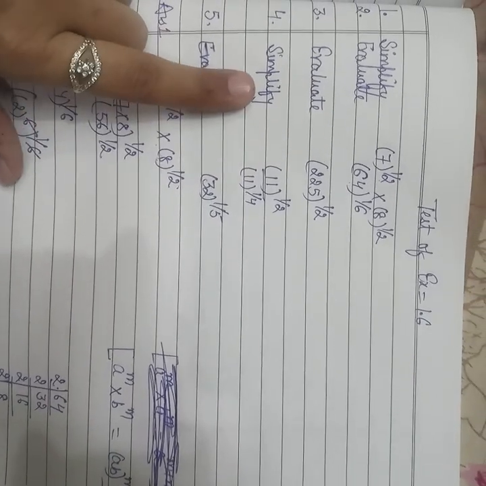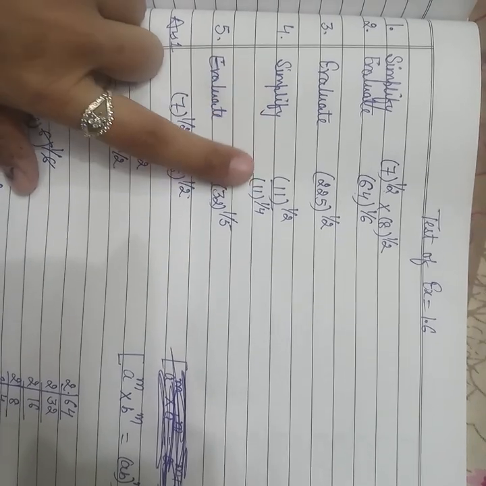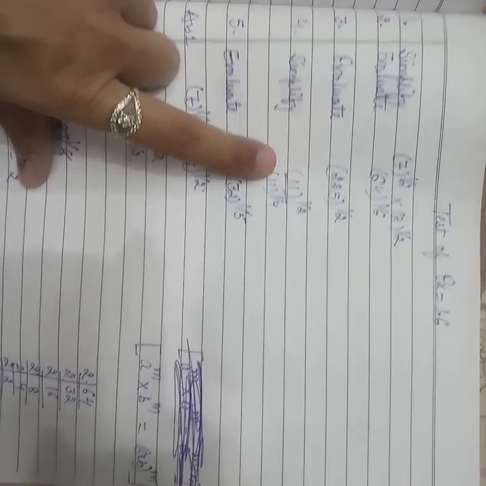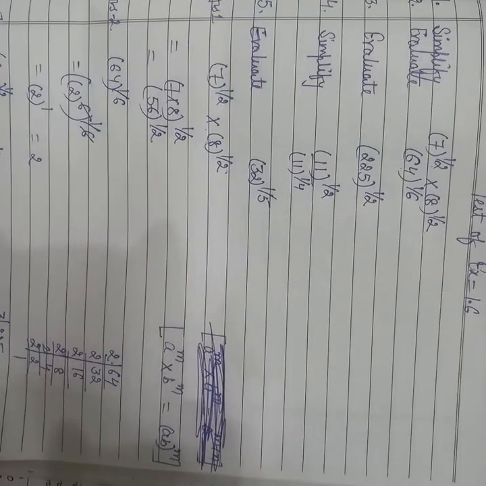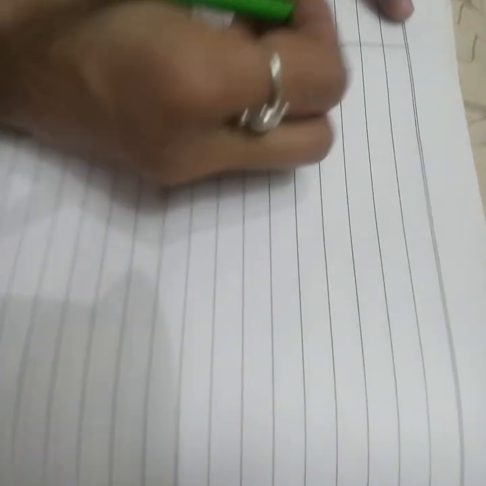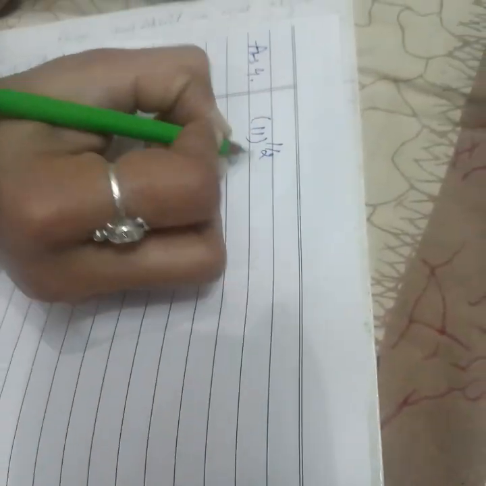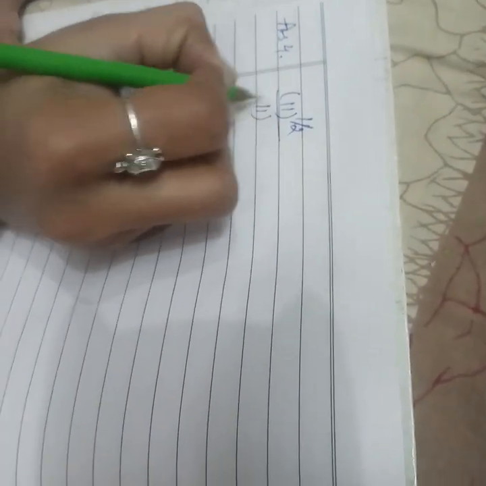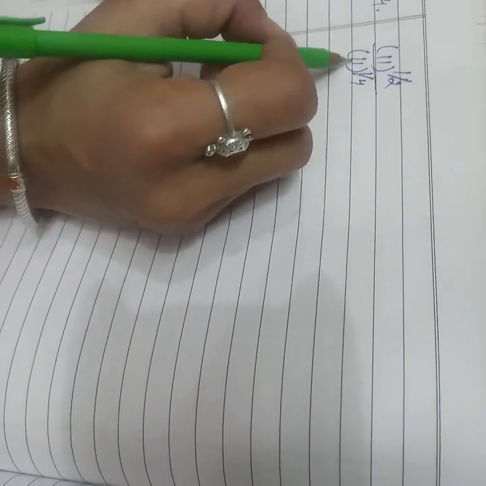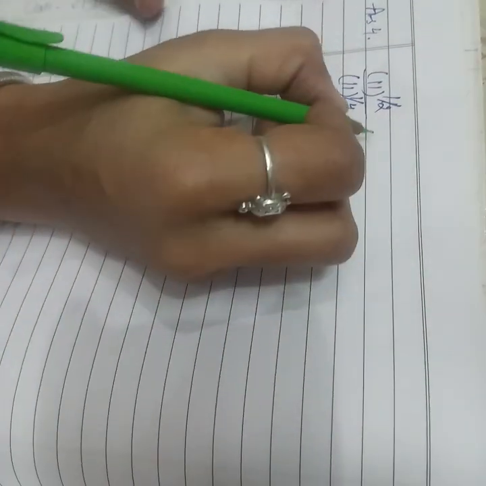Now the question number 4 is simplify 11 raised to power 1 by 2 divided by 11 raised to power 1 by 4. Now the answer number 4 is 11 raised to power 1 by 2 and 11 raised to power 1 by 4. Now the bases are same but the powers are different and the numbers are in divisible form.